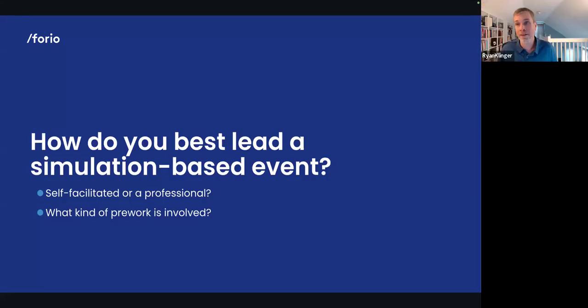Yeah. And I think that's going back to the question of how do you best lead a simulation based event. I think that's such an important thing to think about, especially with some of the more complex and rich simulations, just because there are so many different themes that you can cover. And so we've typically taken a couple of different approaches to managing the simulation, and especially the debrief that comes after the simulation, right?